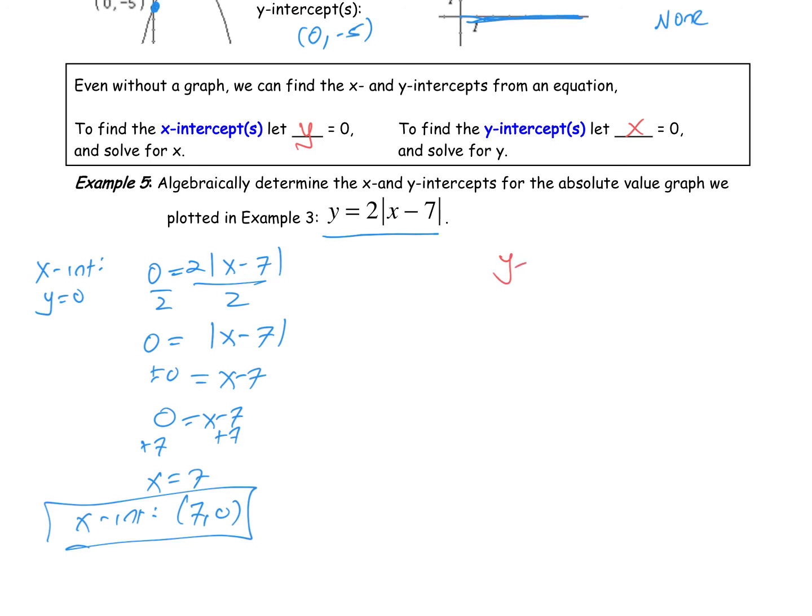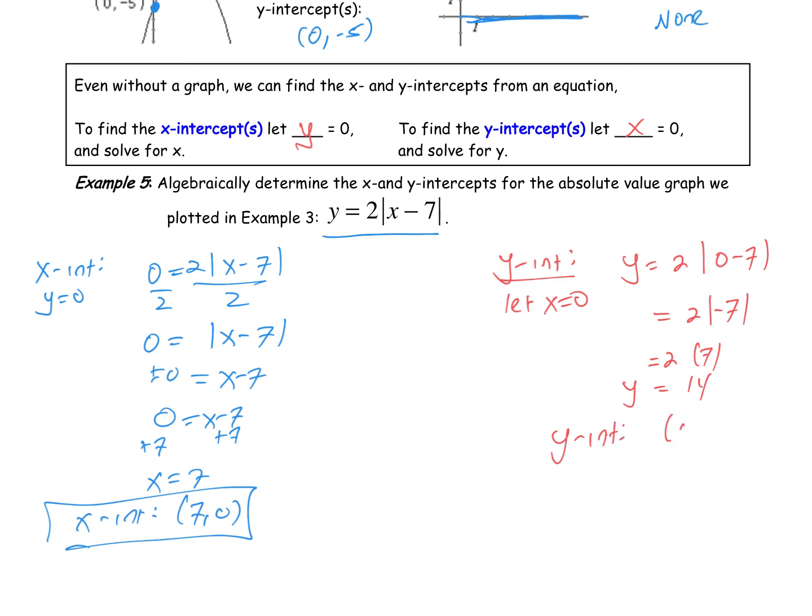Let's now find the y-intercept. To find a y-intercept for any equation or any graph, you will let x equal 0. So now we're going to solve when y equals 2 times the absolute value of 0 minus 7. So it's 2 times the absolute value of negative 7. So it's 2 times 7, which is 14. So y equals 14. But as an ordered pair, the y-intercept is 0, comma 14.